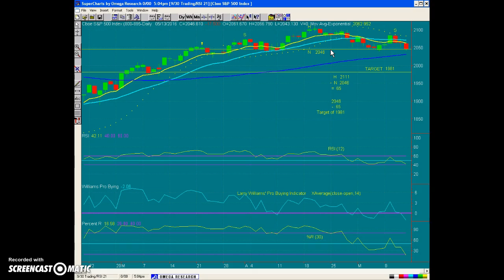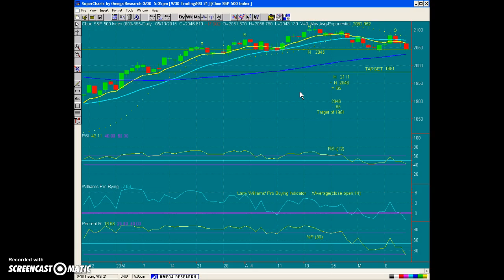So the way we calculate the target, for those of you who don't know, is you take the high here of 2111, you subtract the neckline of 2046 equals 65, and then you subtract 65 from the neckline and that brings you down to 1981, and that's the target. So that's the first target for a head and shoulder pattern if this is the case here.